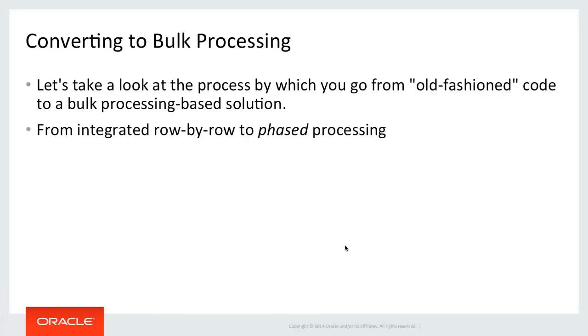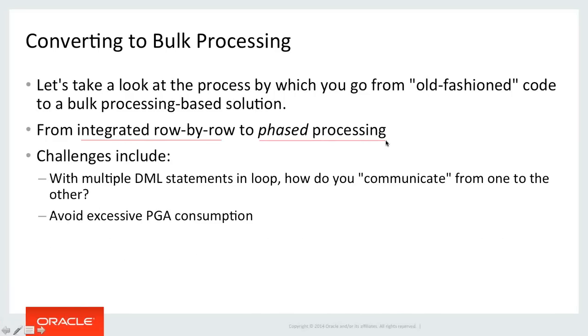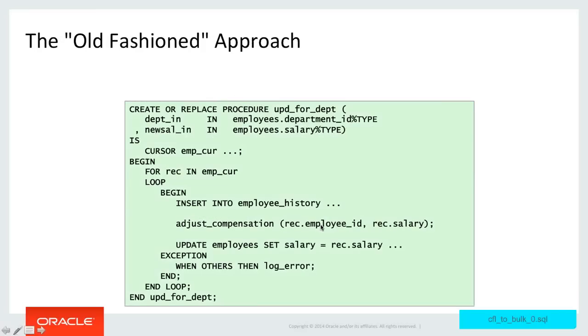Moving from old-fashioned row-by-row processing to modernized, high-volume bulk processing involves a very fundamental change from integrated row-by-row to phased processing. Challenges include when I have multiple DML statements in the loop. In an integrated approach, they were all part of one block, one transaction. Now they're going to be phased: all the inserts, then all the updates, then all the second updates. We have to figure out how to communicate from one DML statement to another. And always, always, we have to remember to watch out for excessive PGA consumption.